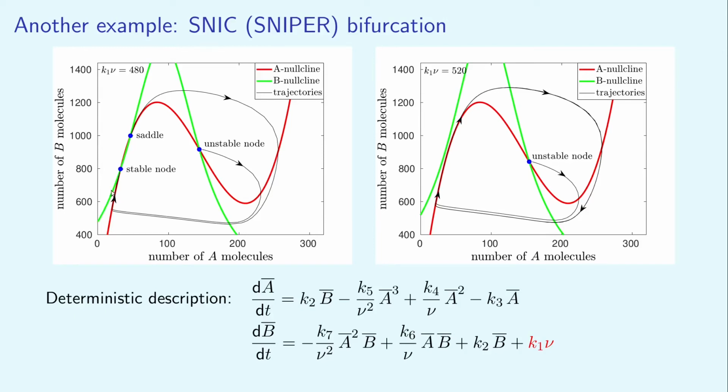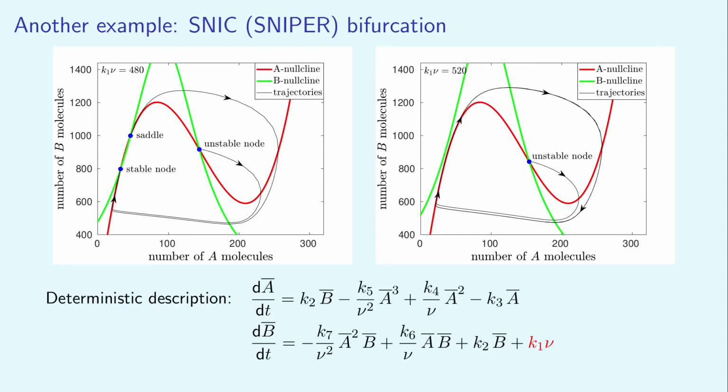In the left panel, the B null line has 3 intersections with the A null line. So there are 3 steady states of the system. These 3 steady states are saddle, stable node and unstable node. Going from the left panel to the right panel, I am increasing the value of my bifurcation parameter K1 nu from 480 to 520. By doing this, I am moving the green null line and these two steady states will move closer to each other.